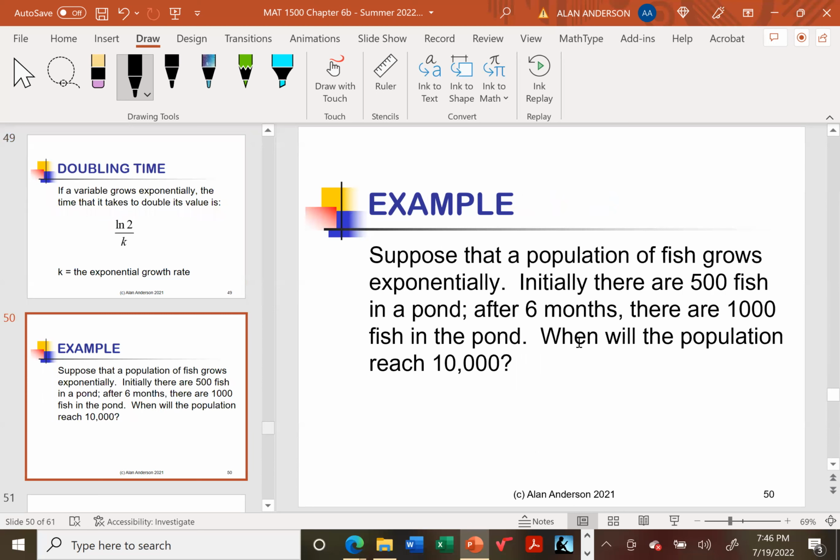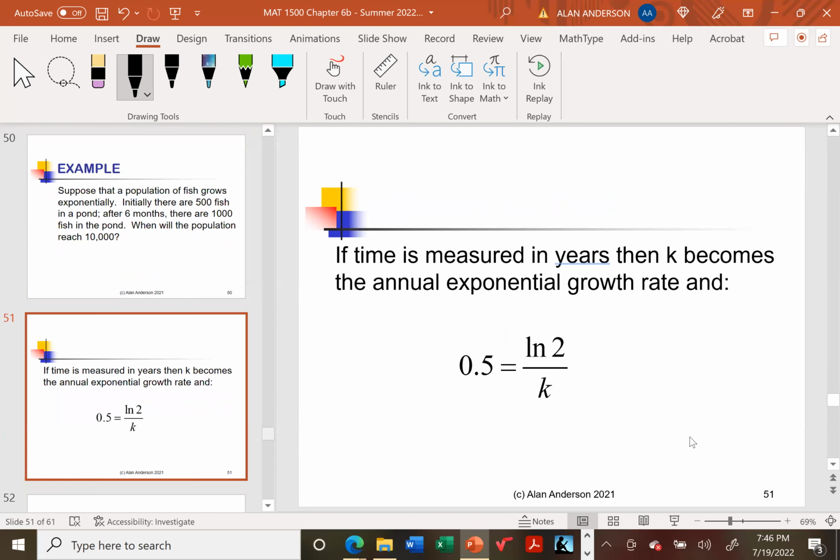We'll do something from biology. We have a population of fish growing exponentially. We start with 500 fish. And then in 6 months or half a year, there's 1,000. When will the population reach 10,000? So the population doubled after 6 months. So here's what we're going to do. Assuming the time is measured in years, k can now be thought of as your annual growth rate. So we set that equal to log 2 over k, and we can solve for k.